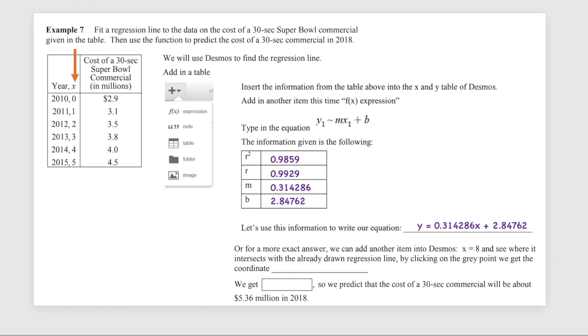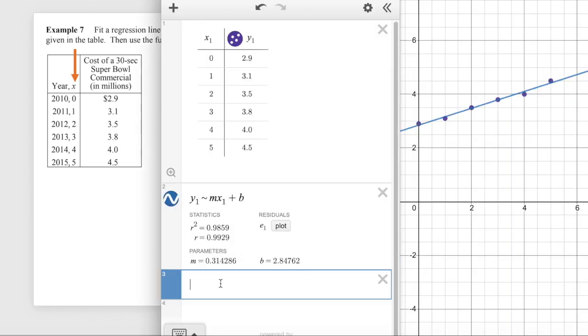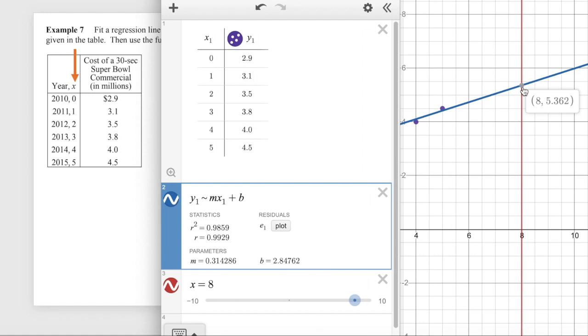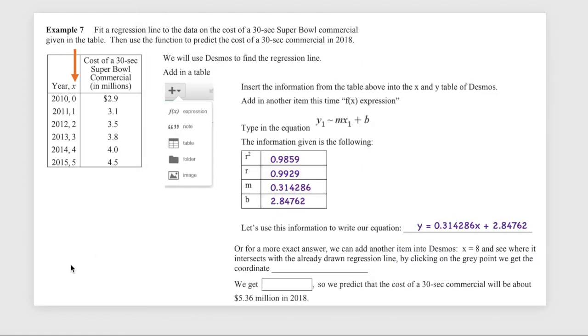And for a more exact answer, we can find what it would be in 2018 by going back to Desmos, and we realized in Desmos that it was when x was equal to 8. So in my third line, I'm going to type x equals 8. Notice a graph popped up here, the red line, and I can click the gray circle where they overlap. That tells me that my point and my coordinate was 8, 5.362. This tells us then that after 8 years, or in 2018, we get about 5.36 million when we predict that a 30-second commercial will cost in 2018.